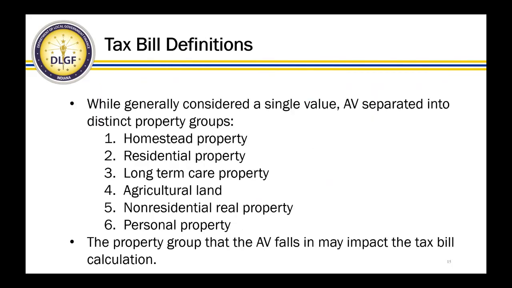Now, when we think about our tax bills, or when we think about the gross assessed value, we generally consider the total value of the property. But in truth, the AV can be broken into distinct property groups. And this will be the first of three times we're going to reference this list of six property groups. First time, we're just introducing it as a topic because of where it extends on the tax bill. But the next two times that we see this info, we'll do a deeper dive into why this is relevant to the calculation and the discussion of circuit breaker.